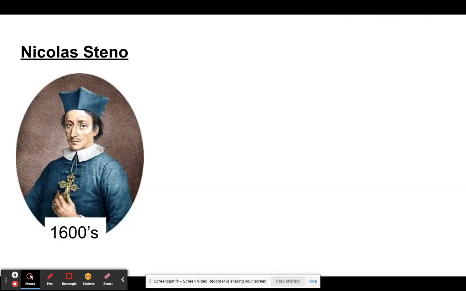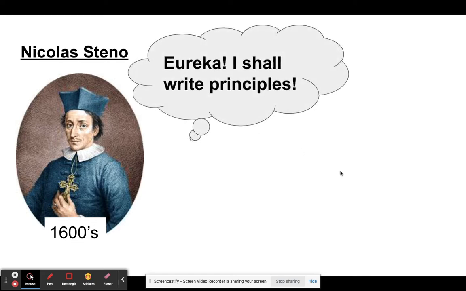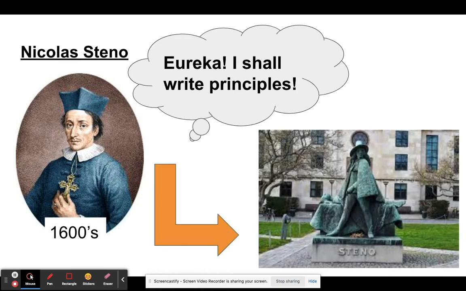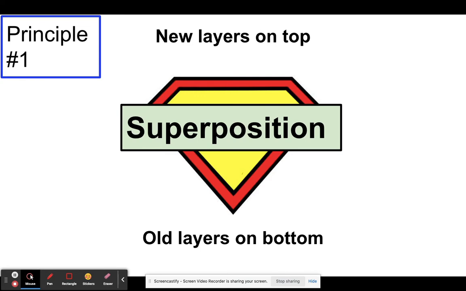In the 1600s, there was a guy named Nicholas Steno who not only wore sweet hats, but he also came up with the four principles of geology. Those principles are often referred to as Steno's principles. They're still in use today, and they help us find the relative ages of rocks. So here's a statue of him in Europe, I'm assuming. Here's his first principle. Principle number one, superposition.